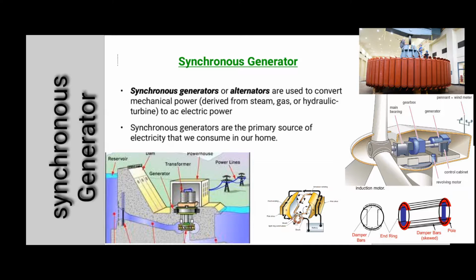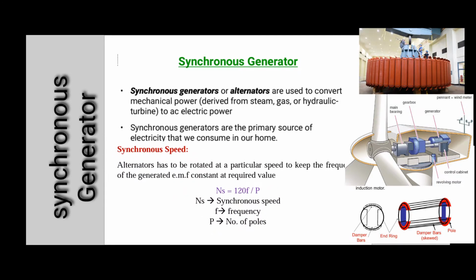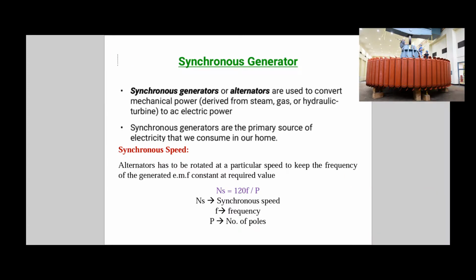Synchronous generators come under the category of alternators, which are used to convert mechanical power derived from steam, gas, or hydraulic turbine to AC electric power. Synchronous generators are the primary source of electricity that we consume in our homes. It rotates at constant speed. Synchronous generators are synchronous during their operation, meaning electrical frequency is synchronized with the mechanical speed of the rotor.